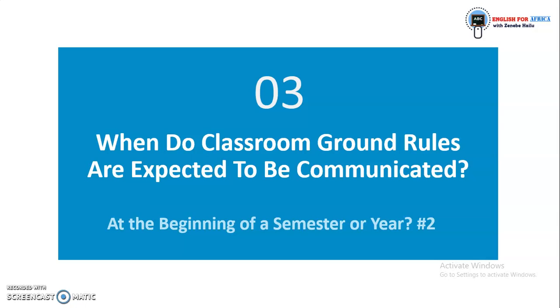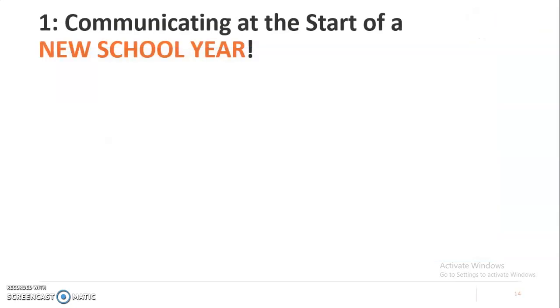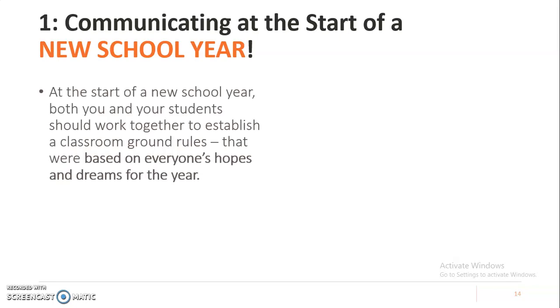Now let's come to when classroom ground rules are expected to be communicated. Usually as a teacher, I mostly rely on both the beginning of a semester and the beginning of a year. Firstly, communicating at the start of a new school year. The new year brings new hope. That's why at the start of a new school year, both you and your students should work together to establish classroom ground rules that are based on everyone's hopes and dreams for the year.